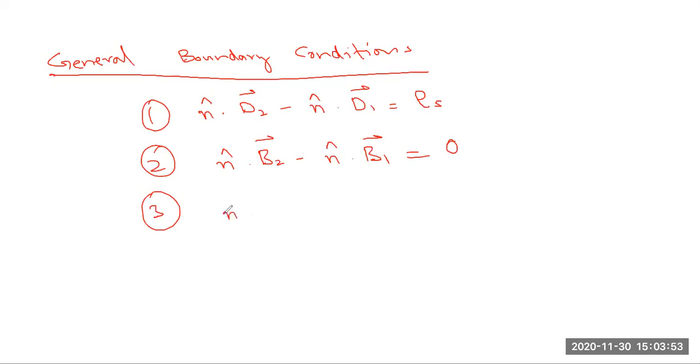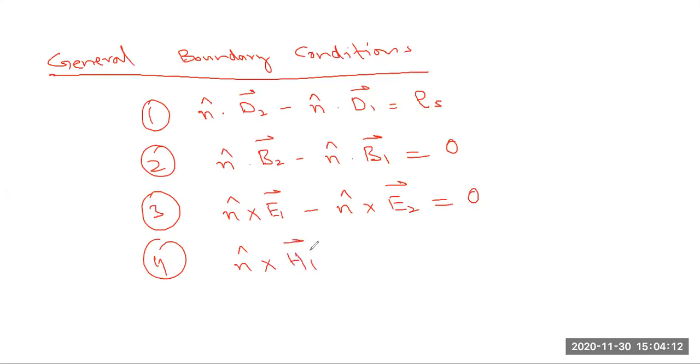Third one was n cross E1 minus n cross E2 is equal to 0. And the fourth one is n cross H1 minus n cross H2 is equal to Js.